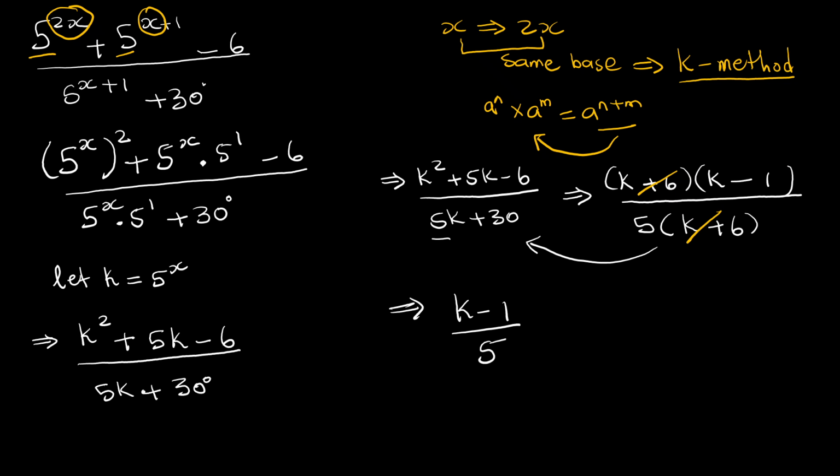Please, when you are solving this type of question, don't forget to substitute your k back on the equation. So where there's k, put that 5 to the power x minus 1 divided by 5. So this is your final answer. And that's it for this lesson.